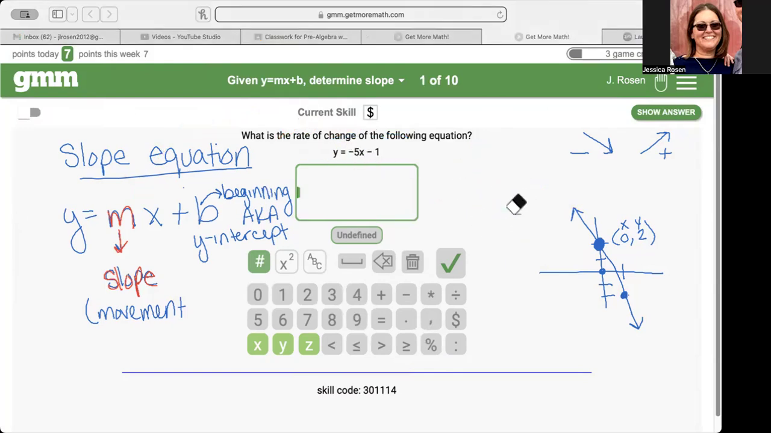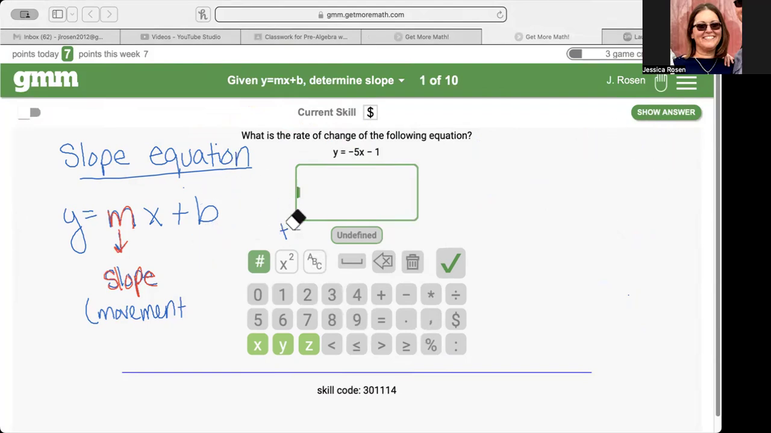I'm going to erase all of this because we're going to get to it another time. I just wanted to give you that information ahead of time. But really what you need to know is that part right there in red. Let's look at the next question. Oh, I gave it to us already. If you notice, the only thing that changed here was the b, but my slope is still the number in front of x, which is simply negative 5.